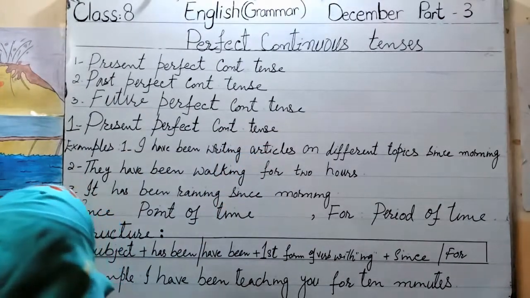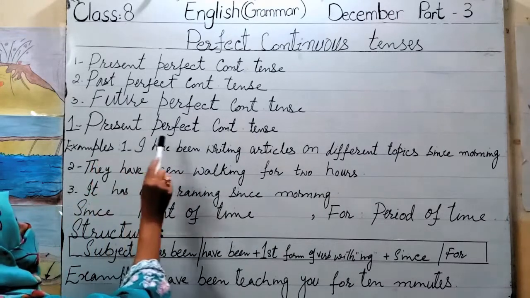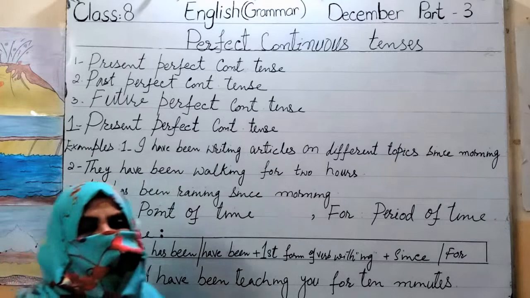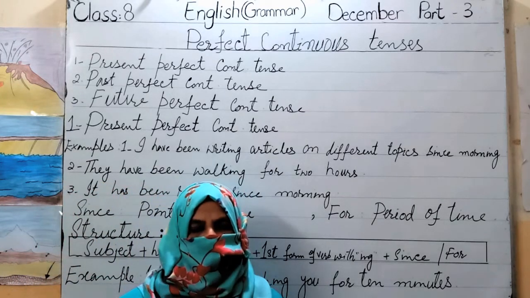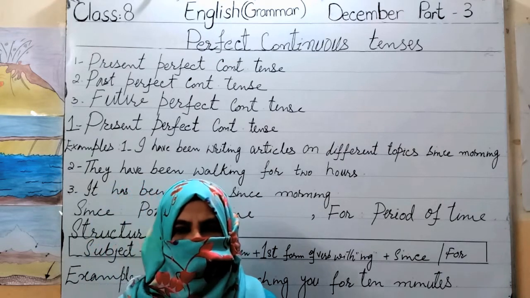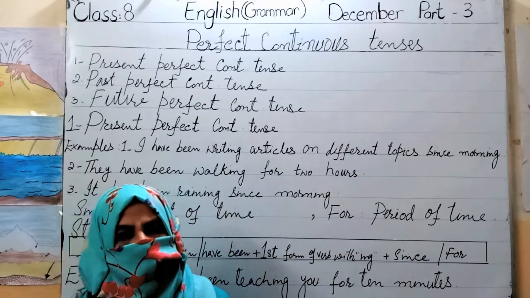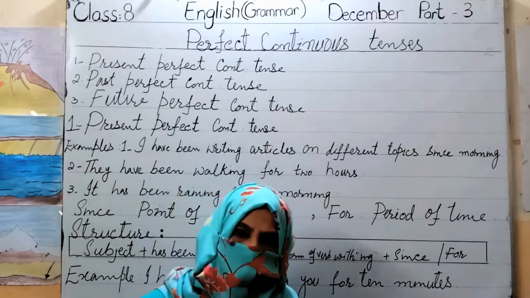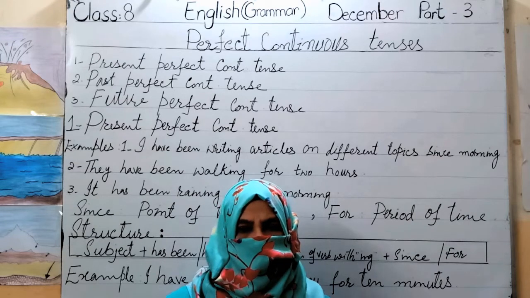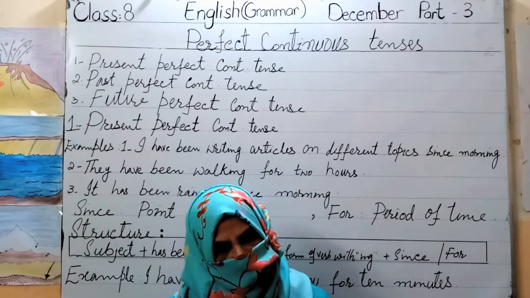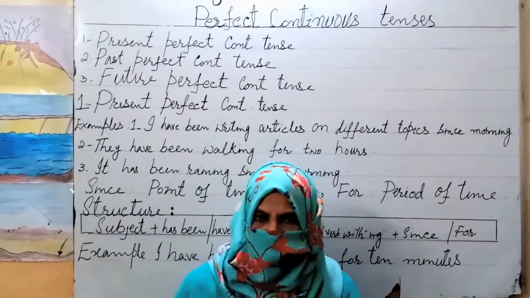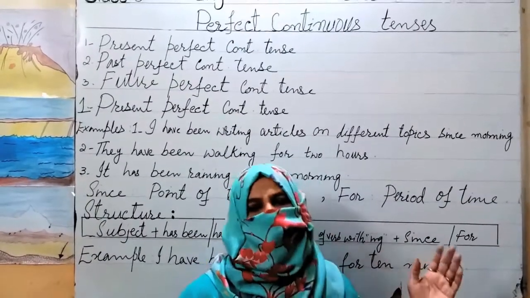Beta, first of all, I will teach you present perfect continuous tense. What is present perfect continuous tense? This tense is used when an action started in the past and it is still going on. For example, I have been teaching you for 10 minutes. It means I started teaching 10 minutes earlier and it is still going on.